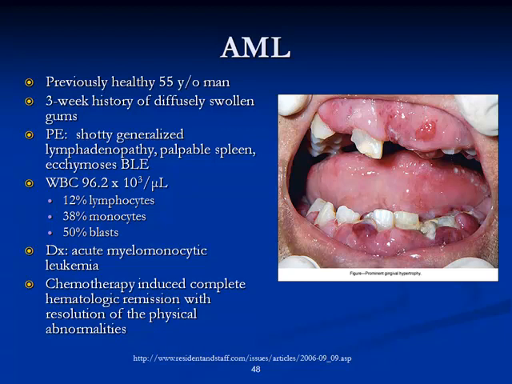His white blood cell count is 96,000, so normal is 5 to 10,000, so his white blood cell count is 96,000 with 50% blasts, so all of those immature cells. So you can come in with a low white blood cell count, but in many cases people are diagnosed whenever they come into the healthcare system with a high white blood cell count. The diagnosis: acute myelomonocytic leukemia, and then chemotherapy was administered to this patient who had complete resolution of his signs and symptoms and his disease. Now, what I don't know about this picture was the condition of his teeth before he was admitted, because they look pretty bad. I think that was probably pre-existing.